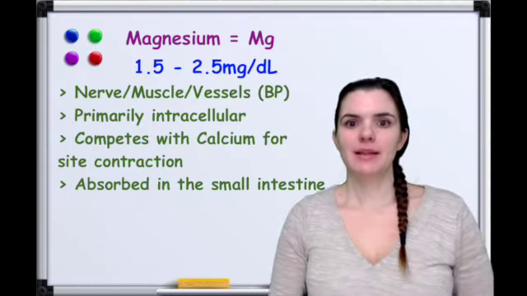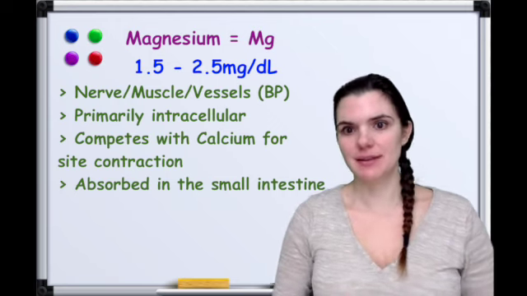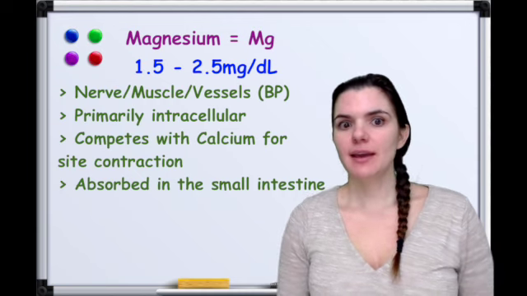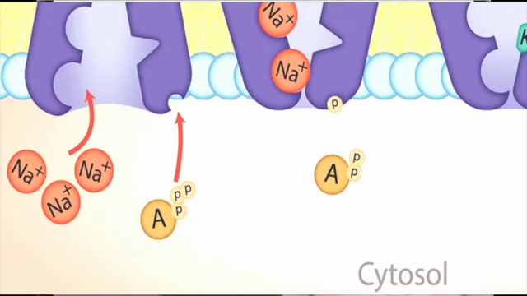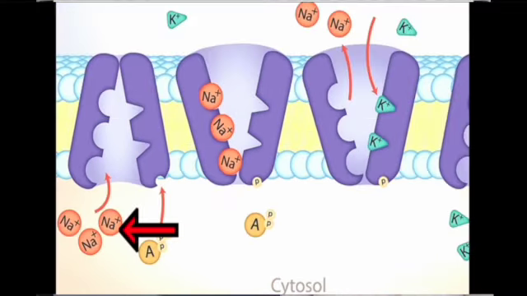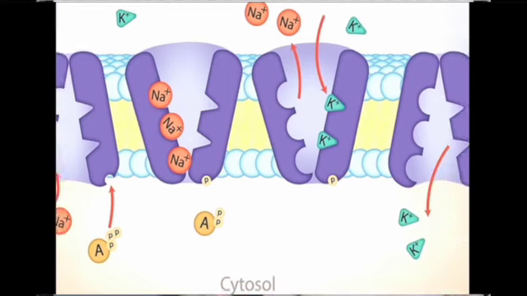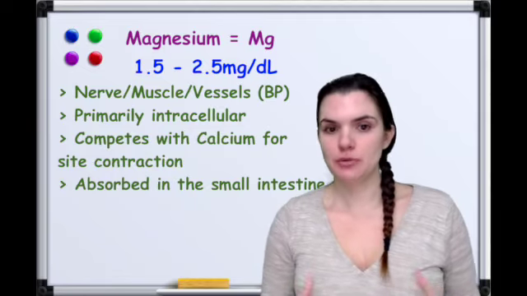Now, let's talk about the electrolyte magnesium. So this electrolyte likes to hang out inside the cell, just like potassium does. And it has a function in the nerves and muscles, which plays a role with the sodium and potassium pump. So with this pump, you have ATP. And whenever magnesium binds with ATP, because ATP needs it in order to function, it's going to move 3 sodium ions out of the cell and 2 potassium ions into the cell. Therefore, we need a proper balance of magnesium in order for this function to occur.